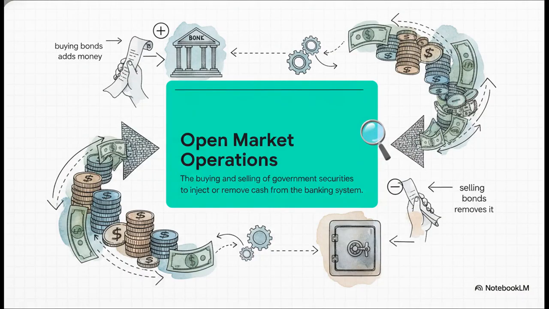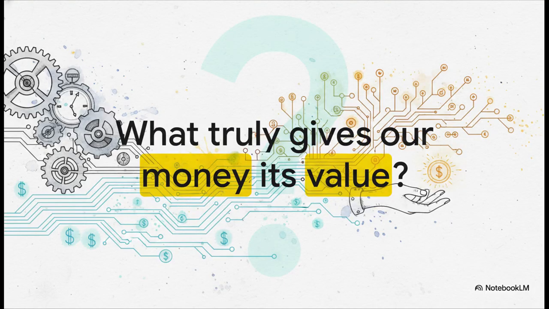This one's used all the time. Buying government bonds pumps money in. Selling them pulls money out. So it's this huge, complex system built on trust, which leaves us with one last big question.